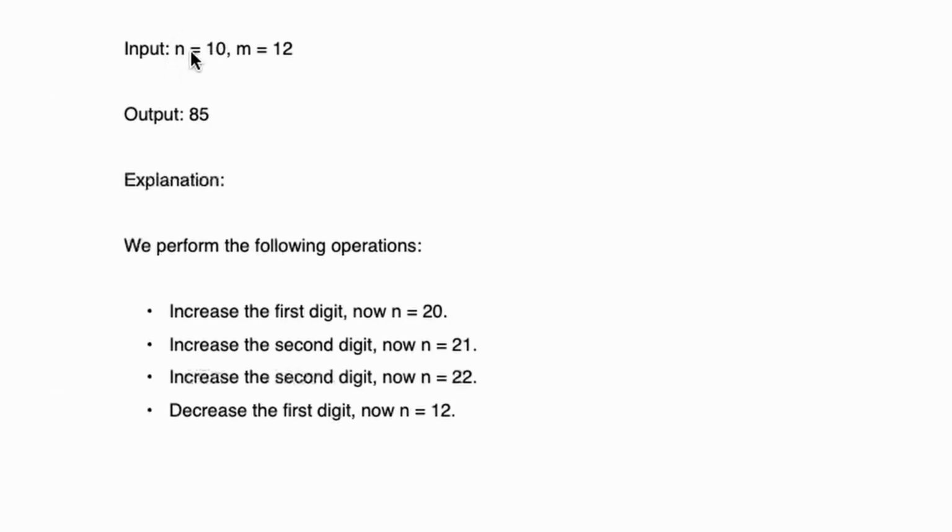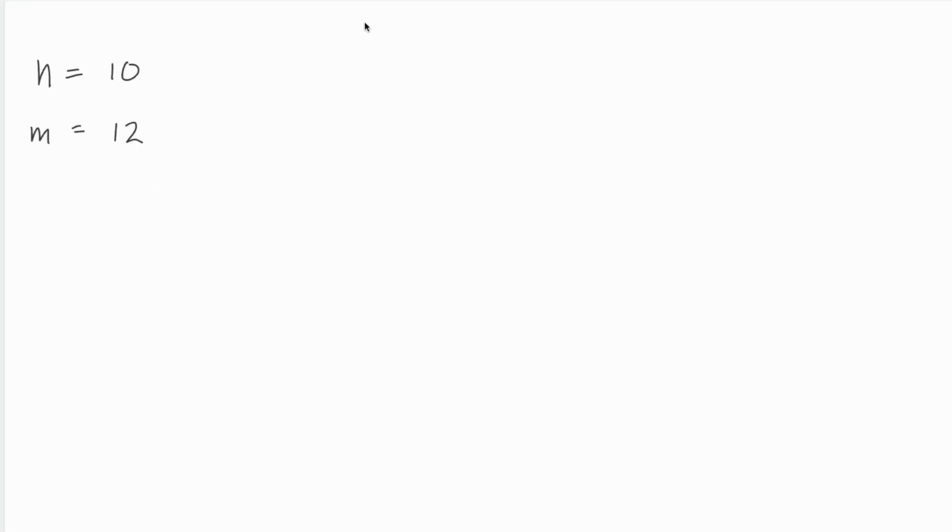Looking at this example here, we have n equals 10 and m equals 12. Our goal is to transform n, 10, into 12 without it ever being a prime number. The minimum cost to do this would be 85. The explanation is that we have to count this initial cost 10, since we are starting at 10. Then the numbers we can transform to are 20, 21, 22, and 12. Adding up all of the values 10, 20, 21, 22, 12 gives us 85. Our transformation cost is just the sum of all those values, and this is the minimum that we could possibly get.